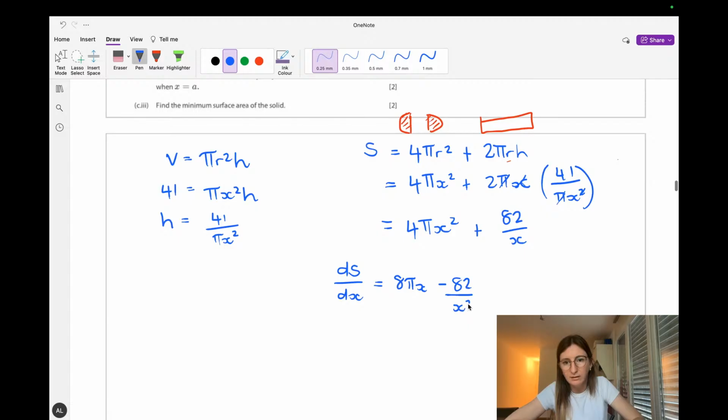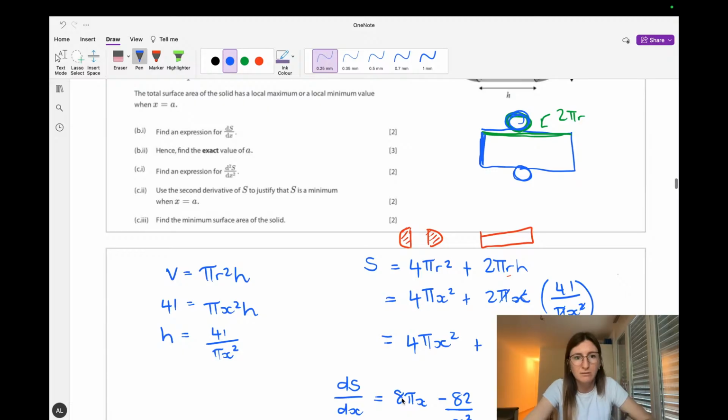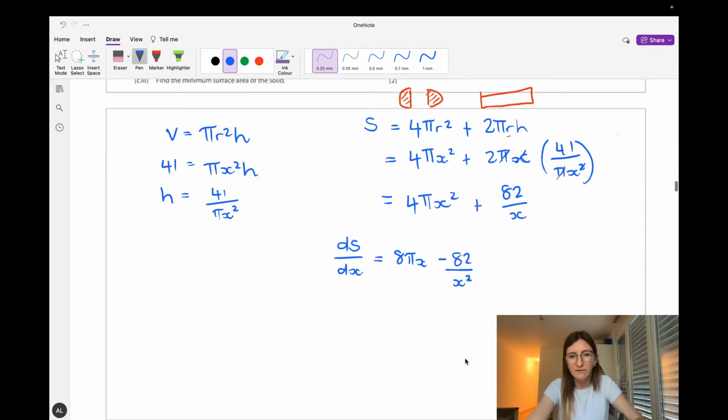Over x squared for that derivative. So I found ds by dx. That's my expression. Hence, find the exact value of a. So what that means is I need to find my x.